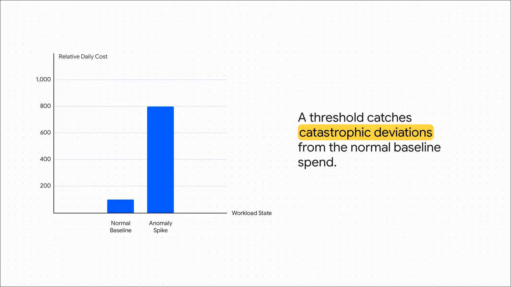Just look at this. On the left, you see your normal daily spend, just humming along at its expected level. On the right, bam, that's our rogue workload. That's an 800% spike. This isn't some tiny change, it's a massive, catastrophic deviation. A threshold is designed to catch exactly this kind of jump instantly.